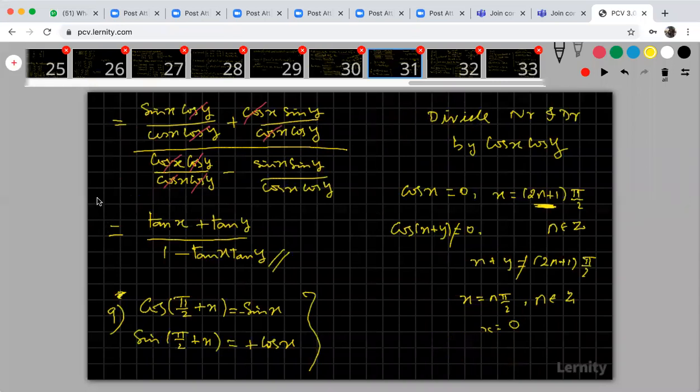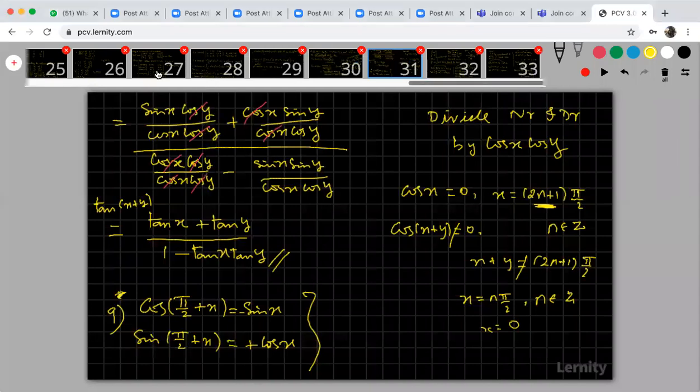Look at this. This is your 9th one, tan of x plus y. This is the 10th identity: tan of x plus y is tan x plus tan y divided by 1 minus tan x tan y. Your 11th identity is tan of x minus y is equal to tan x minus tan y divided by 1 plus tan x tan y. Just replace y by minus y in the 10th identity. You will get the answer.